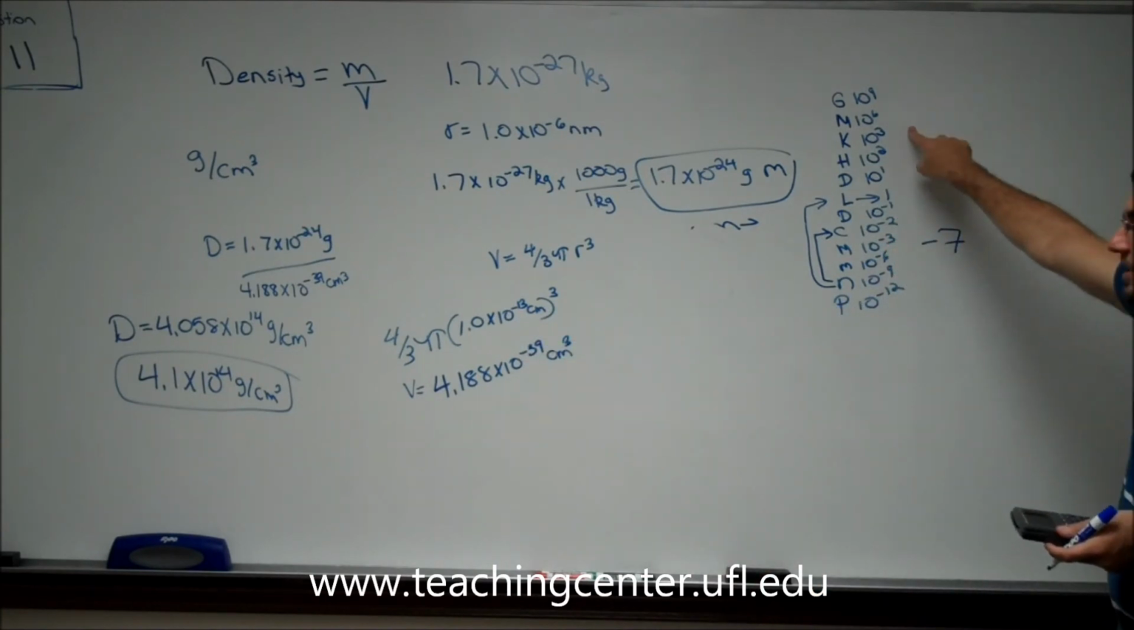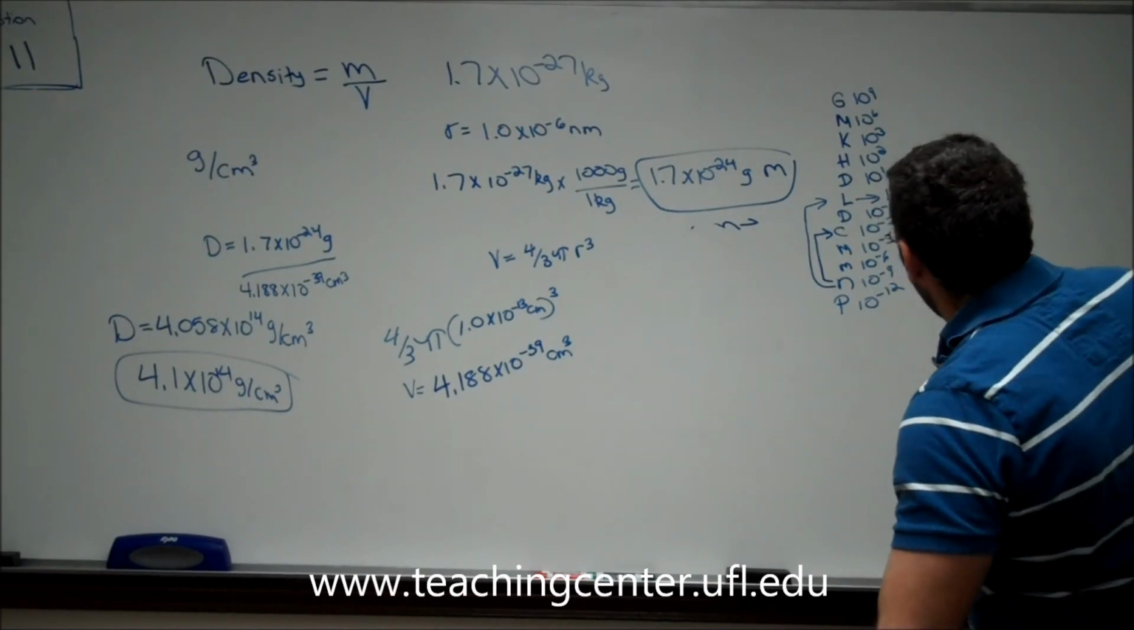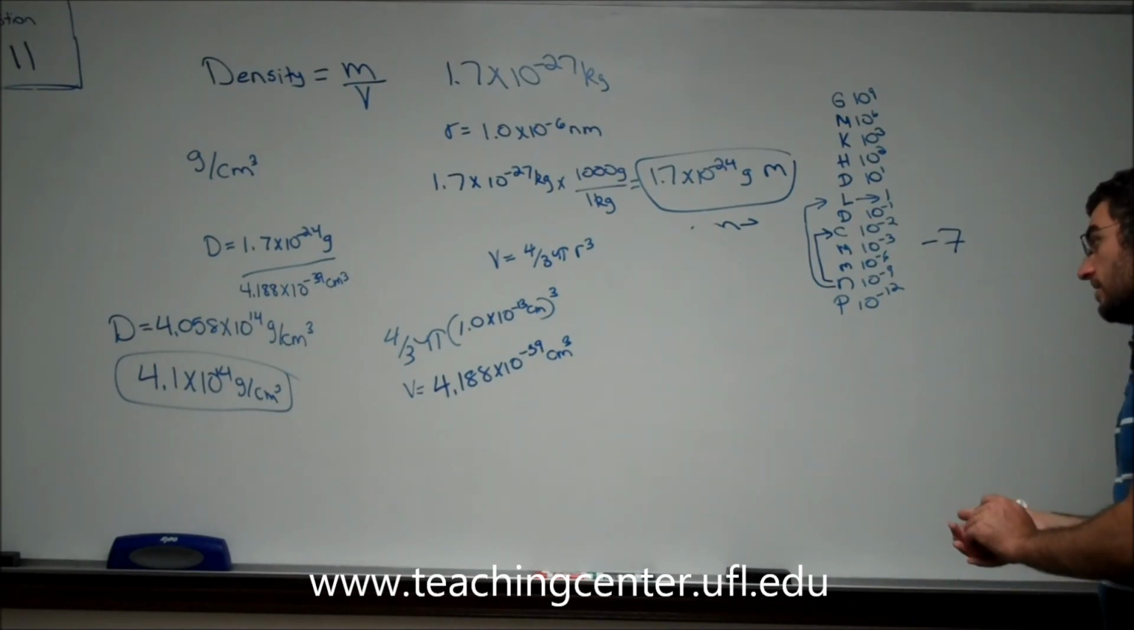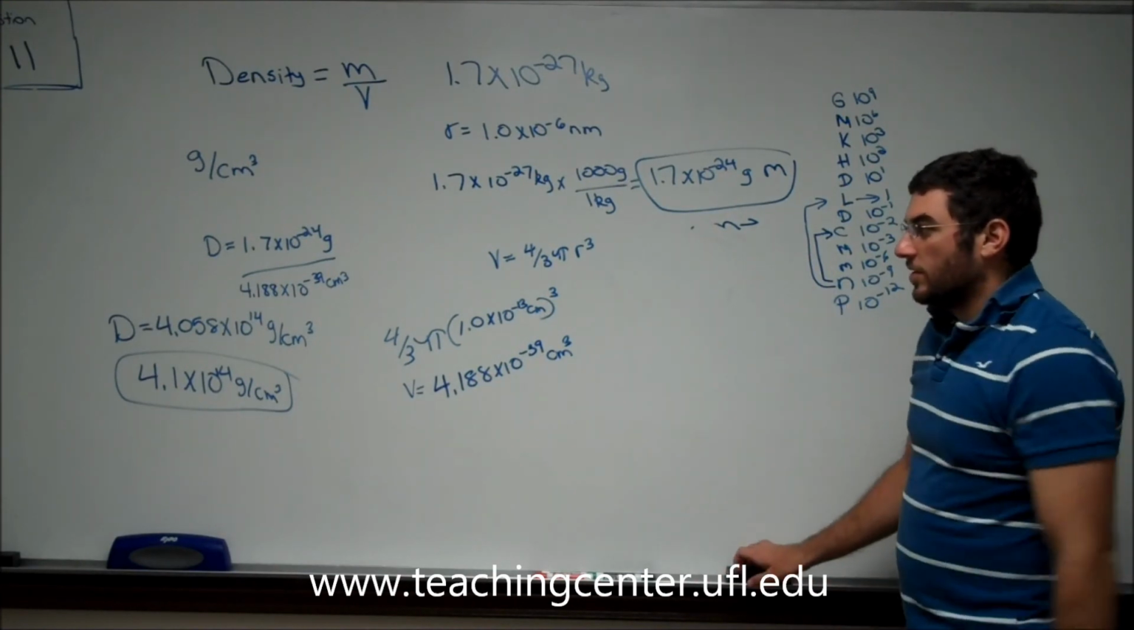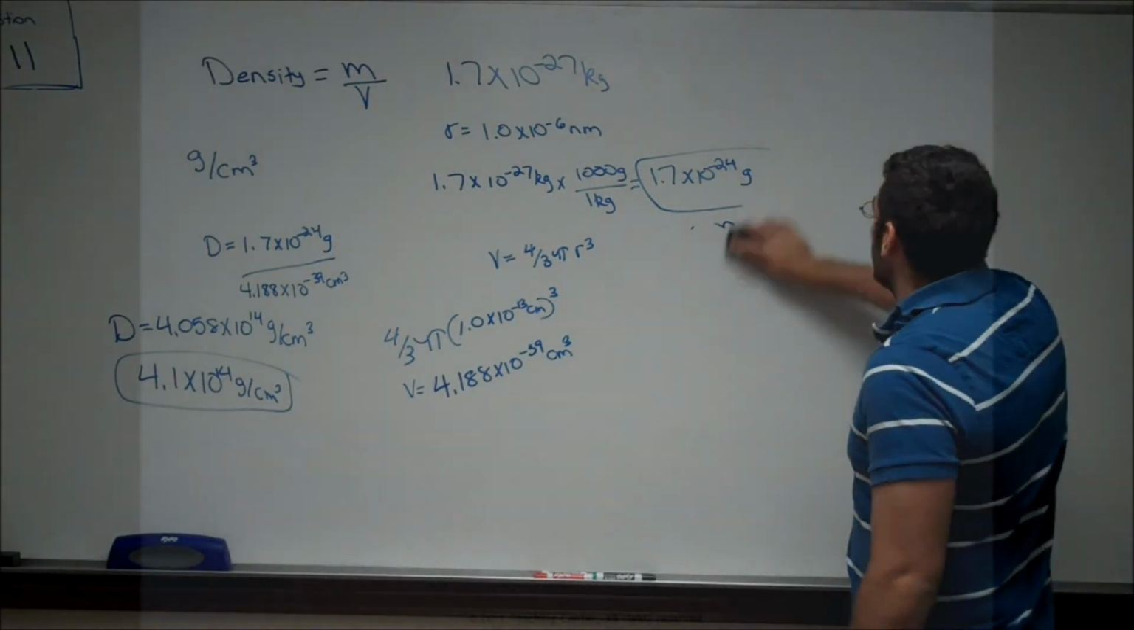So it's really good to memorize all of these dimensional charts so that it helps you out in your future classes whenever you have to worry about going from nanometers or centimeters to picometers. But the answer for this one, once again, is 4.1 times 10 to the 14th grams per cubic centimeter.